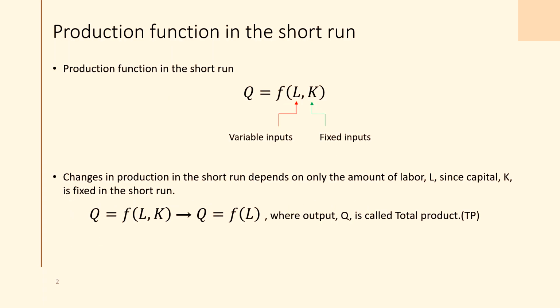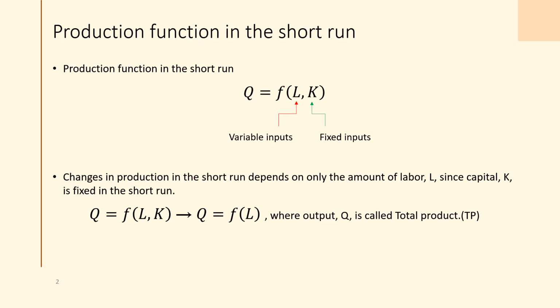In the short run, we assume that some inputs are fixed and others are variable. Typically, capital such as machinery or buildings is fixed, while labor is variable. Because capital does not change in the short run, output depends only on labor.